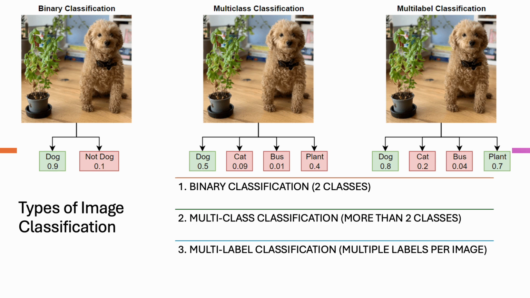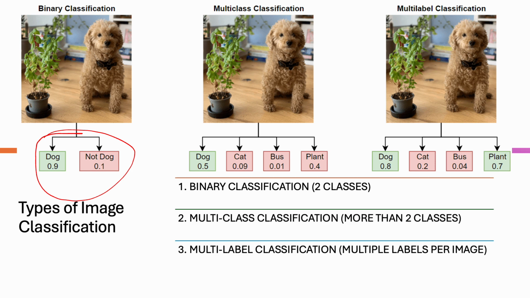There are different types of image classification depending on the task. Number one, obviously the binary classification. This involves two classes like cat or dog, or for this example it is dog or not dog.